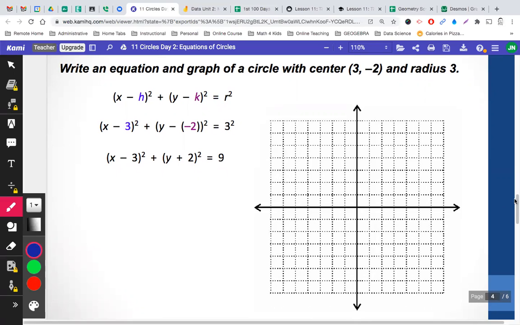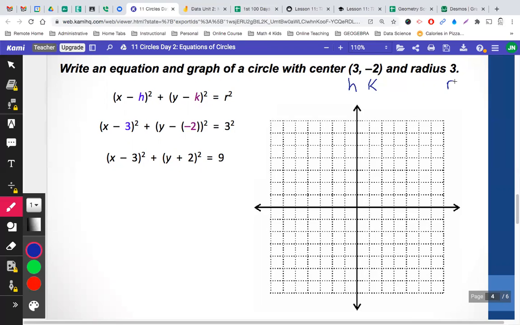Okay. So what we're going to do is type in our h, k, and r. Well, h is a positive 3, so x minus 3 plus y minus -2 squared equals 3 squared. Well, subtracting the negative is like adding. So we get x minus 3 squared plus y plus 2 squared equals 9, because 3 squared is 9. All right. Now, yes, we have the equation.